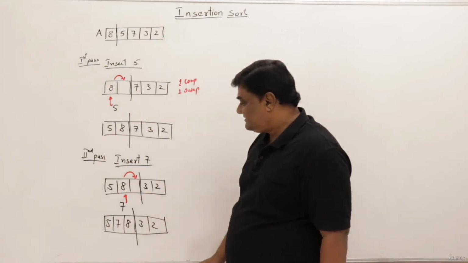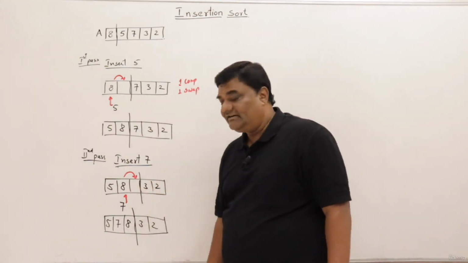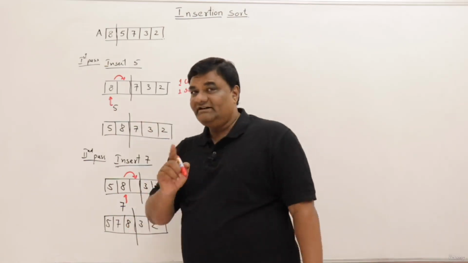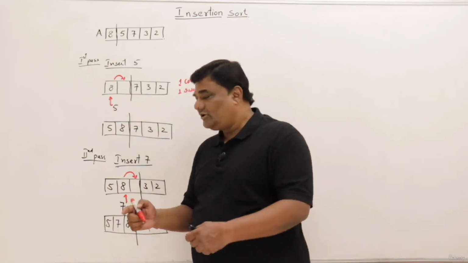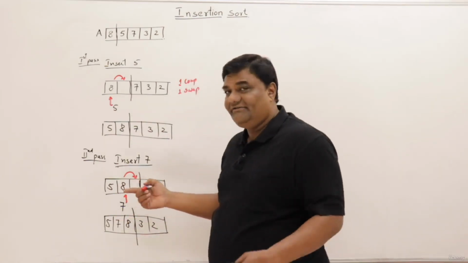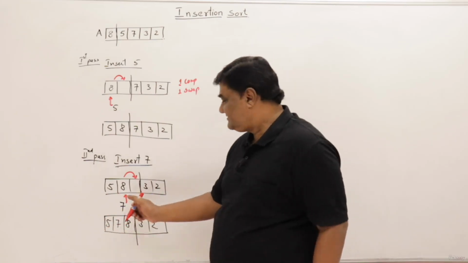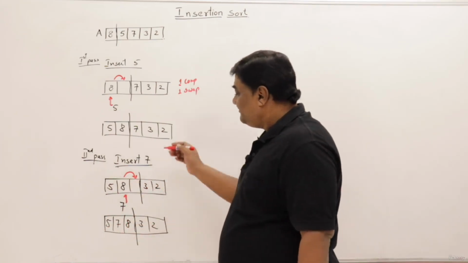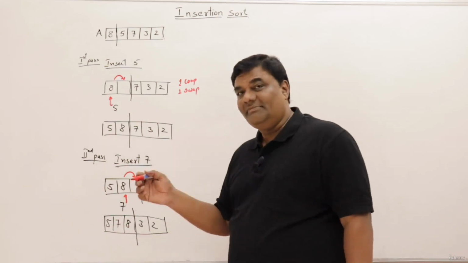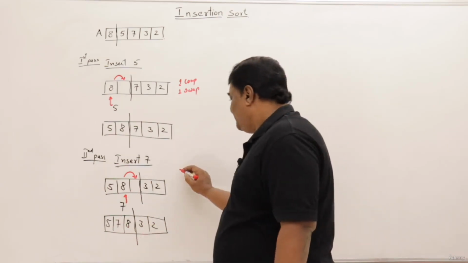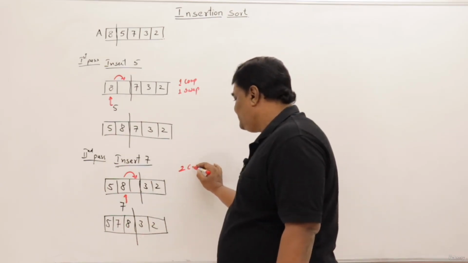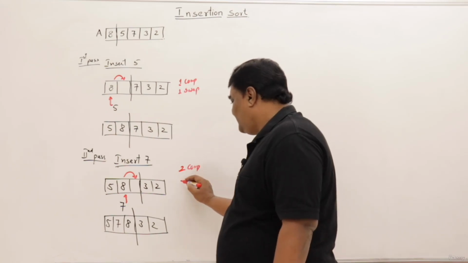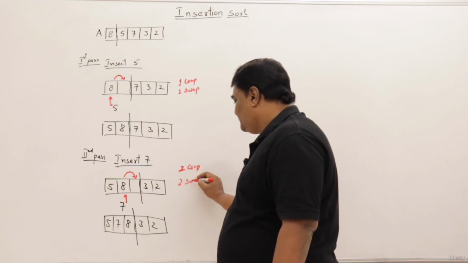Then in this second pass, how many elements were compared? In our example, only one element was compared. But at most how many? Both 8 and 5 can move, possible. If the number is smaller than 5, then both can move. So let us write down maximum comparisons and maximum swaps. So maximum comparisons are 2 comparisons and maximum swaps are 2 swaps.